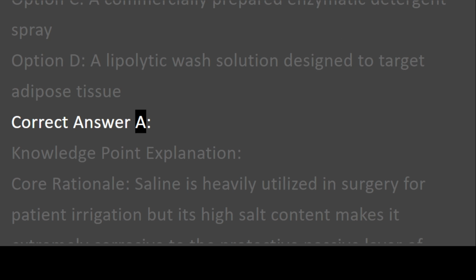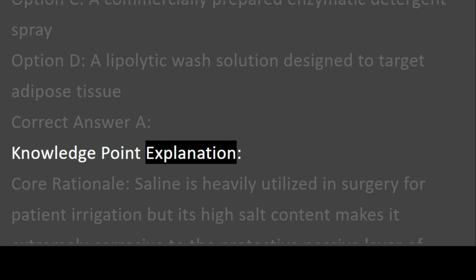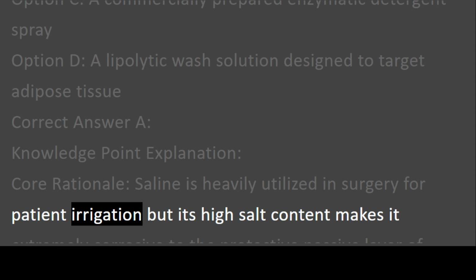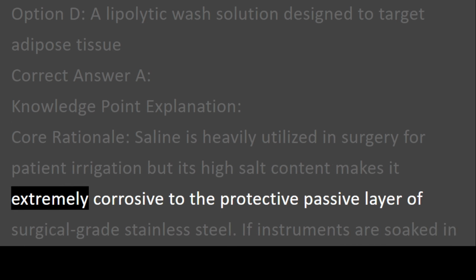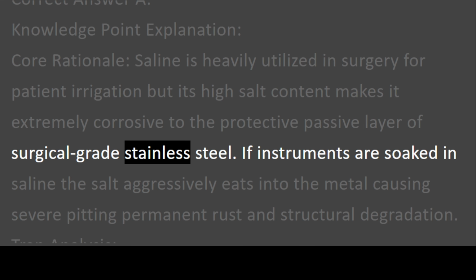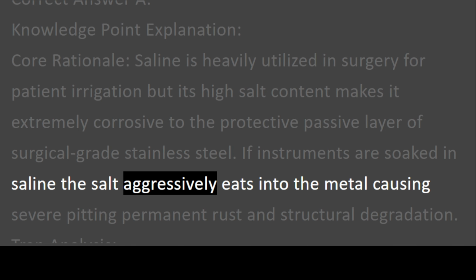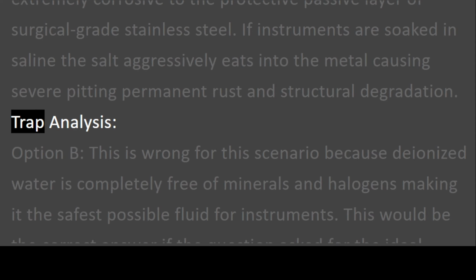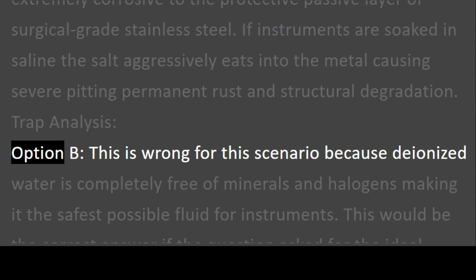Correct answer A. Knowledge point explanation. Core rationale. Saline is heavily utilized in surgery for patient irrigation, but its high salt content makes it extremely corrosive to the protective passive layer of surgical-grade stainless steel. If instruments are soaked in saline, the salt aggressively eats into the metal, causing severe pitting, permanent rust, and structural degradation. Trap analysis. Option B.